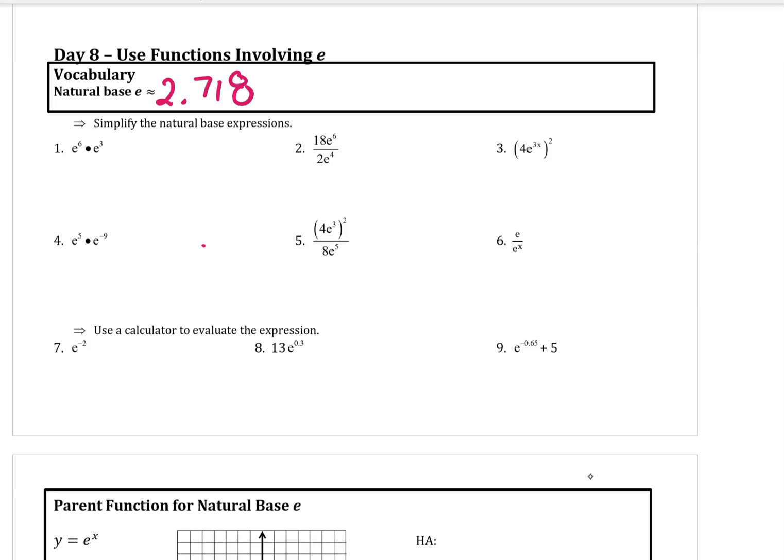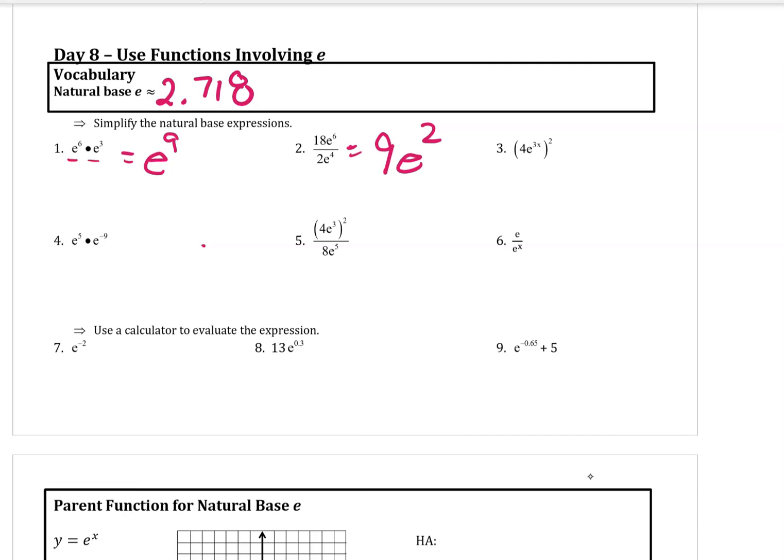So, first off, rules of exponents we're going to apply, simplifying the natural base expressions. So e to the 6th times e to the 3rd. e is our base. When we multiply like terms with exponents, we add the exponents. So e to the 6th times e to the 3rd is e to the 9th. Number 2, we're going to simplify. When we divide like terms with exponents, we subtract the exponents. But first we'll simplify. 18 divided by 2 is 9. e to the 6th divided by e to the 4th is e to the 6 minus 4, e squared.